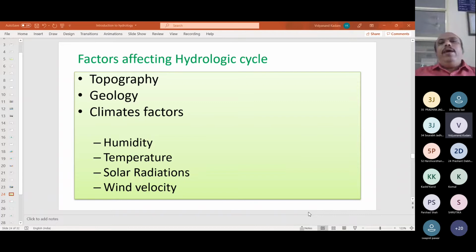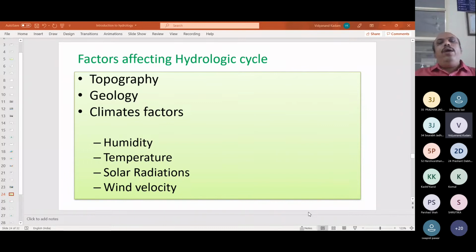If we consider an air mass, then that air mass has some saturating capacity. We know that during the evaporation process, that air mass absorbs moisture and later on reaches some saturation capacity. After that, further evaporation is not possible. Further absorption is not possible. So in that case, the rate of evaporation will be reduced. That is the effect of humidity on the evaporation process.